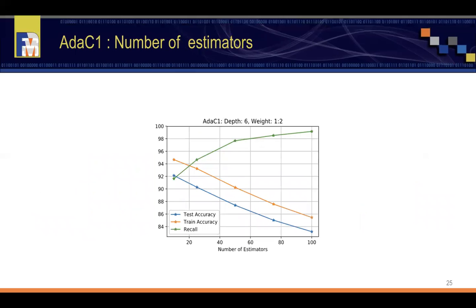Now this slide presents the result for varying the number of estimators for a fixed cost and a fixed maximum depth. Here, the maximum depth is fixed as 6, and the cost ratio is 1 is to 2, and we vary the number of estimators. We can note that as we increase the number of estimators, the classifier overfits for the minority class.